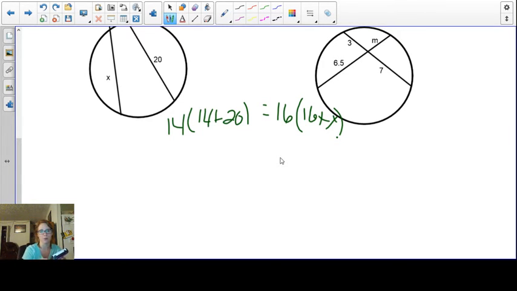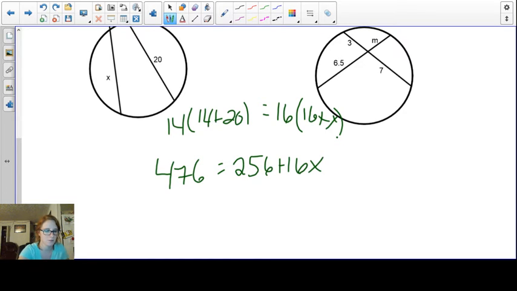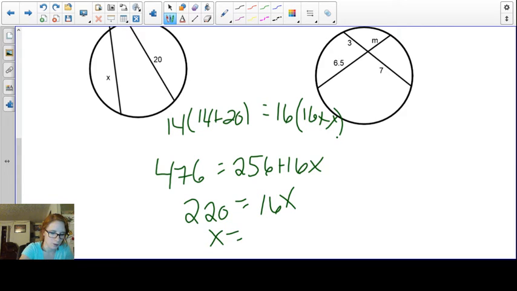So 14 plus 20 is 34, and you take that times 14, and you get 476. And 16 times 16 is 256, plus 16x. So take 476 minus 256, you get 220. Which is equal to 16x. Divide everything by 16, and x will be 13.8.